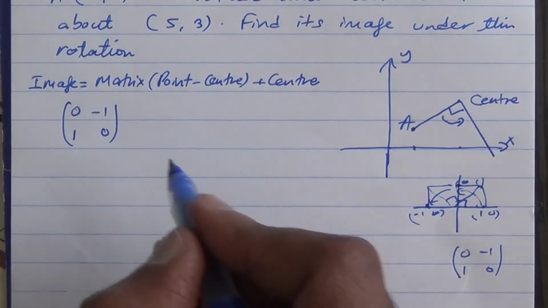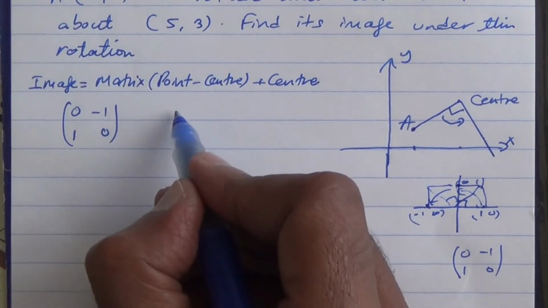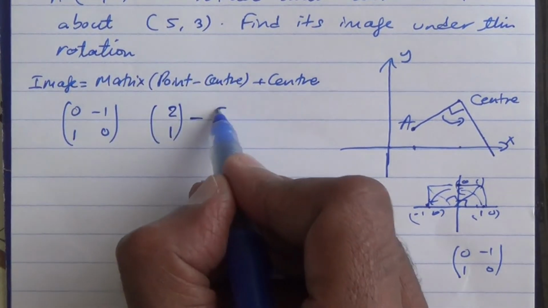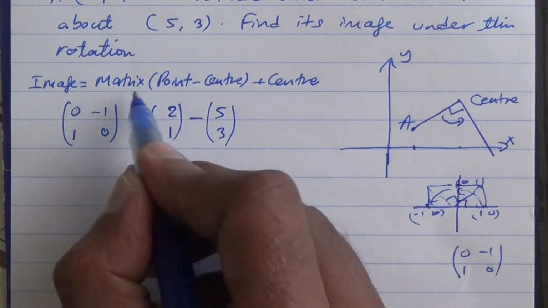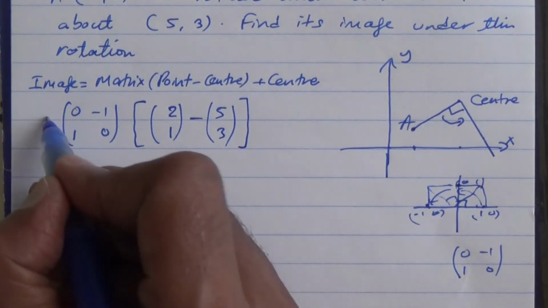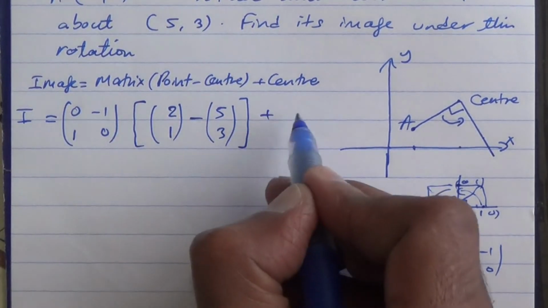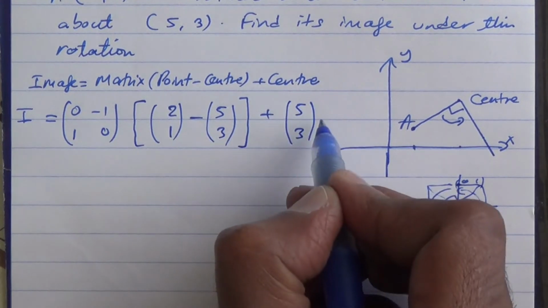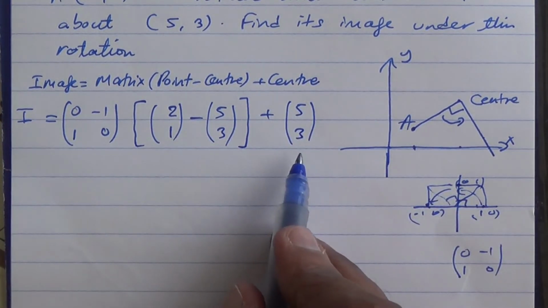The point minus the center, what is the point? It is 2, 1. So you're going to take 2, 1 minus the center, which is 5, 3. Then you take the matrix multiplied by point minus center. This is the point minus center, that's your matrix, and you're going to get your image. Then you finally add the center again. And here is the final image.